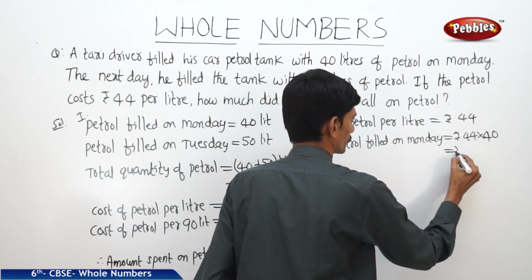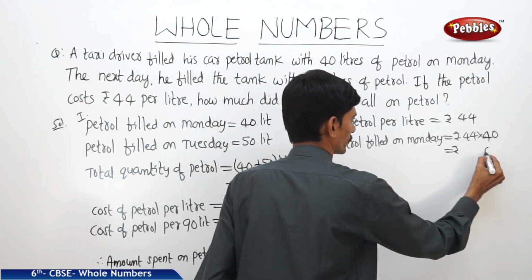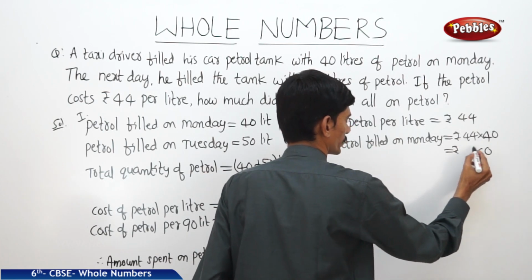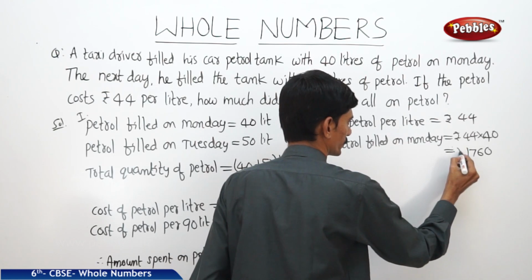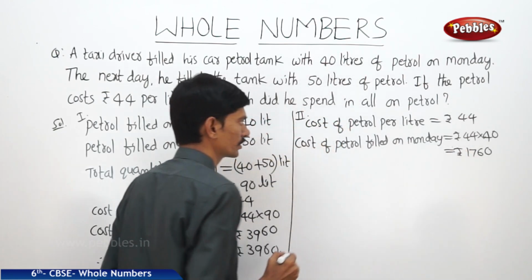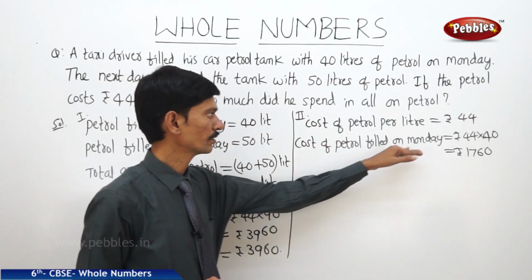So this equals to 0, 4 4s are 16, 4 4s are 16 plus 1 is 17. So that is 1,760 rupees. So this is the cost of petrol filled on Monday.